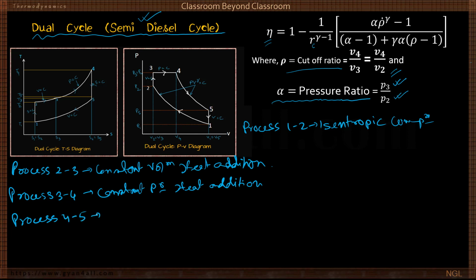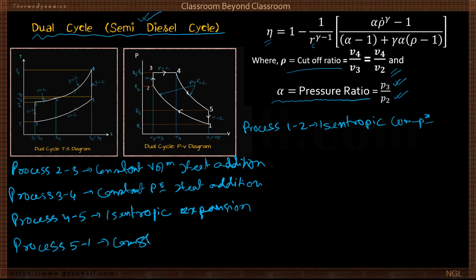Then again process 4-5 is what? Isentropic expansion. Good, very good. Isentropic expansion process. And again process 5-1 is what?